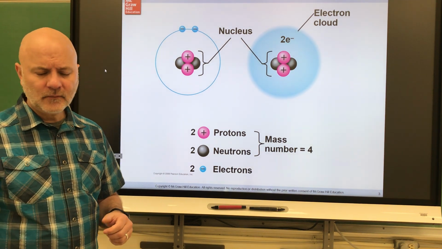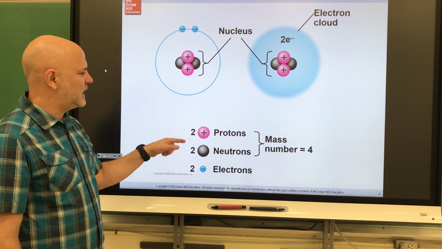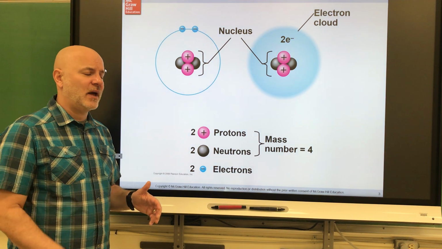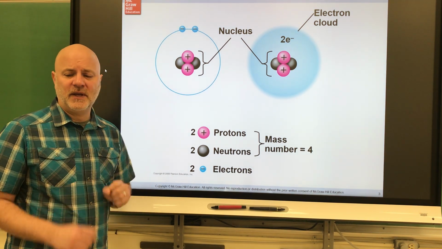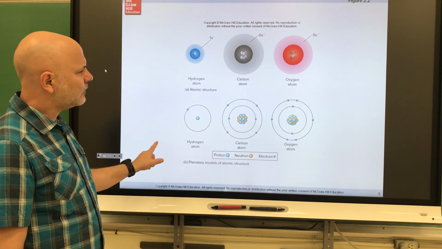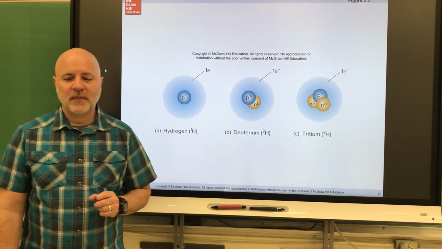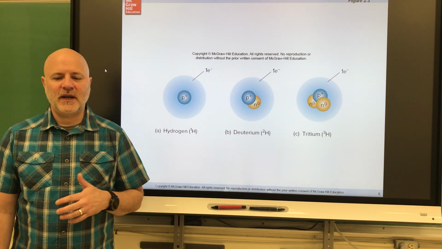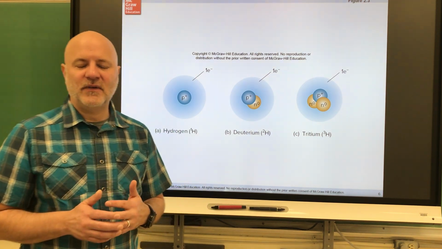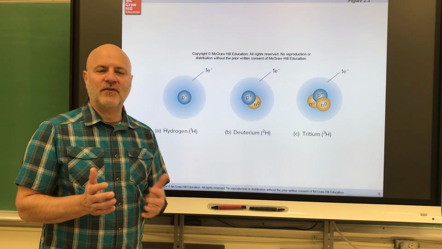One of the things that we can do with an atom is change the number of neutrons, or change the number of electrons, and it'll still be the same element. If we change the number of protons, it becomes a different element. So let's take a look at changing the number of neutrons. This is what is known as isotopes. Isotopes are atoms of an element that have a different number of neutrons, or another way you could say that is they have a different mass number.